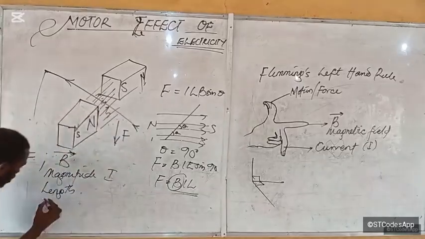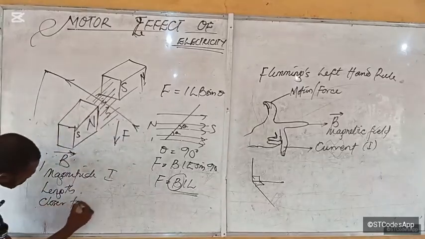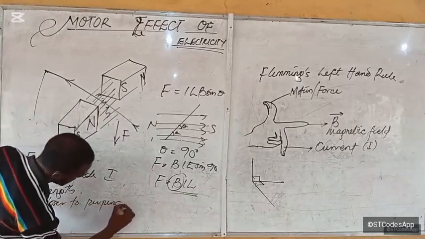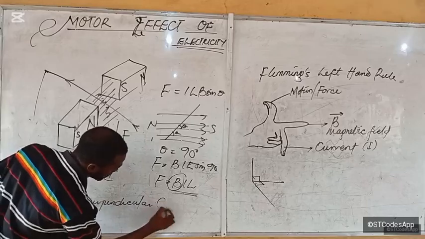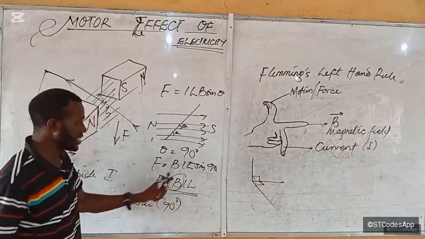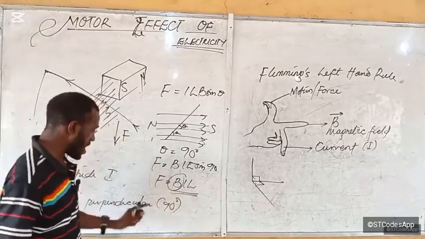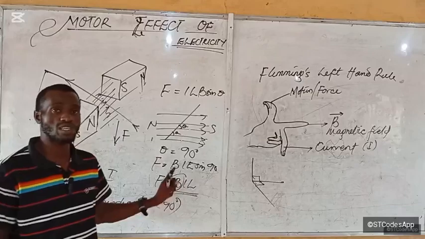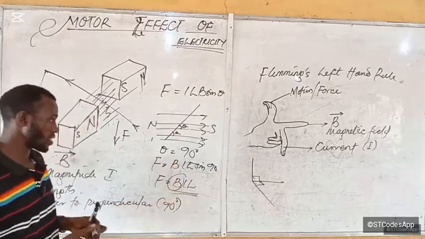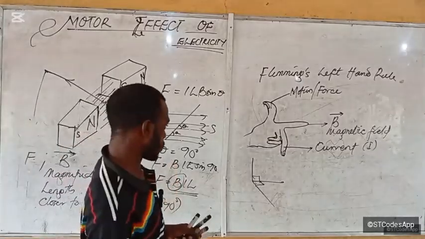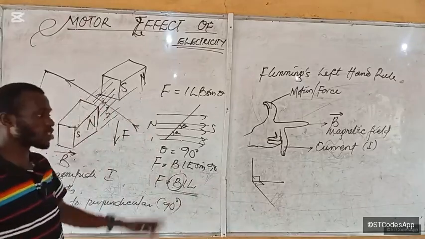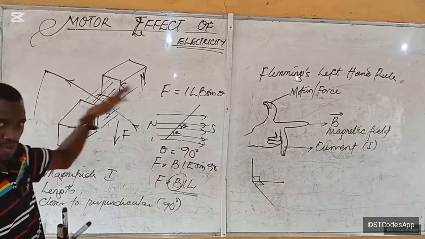And also, the closer to perpendicular, that is, the closer to 90 degrees the B field and length of conductor are, the higher the force that will be felt. Is that okay? The higher the force that will be felt. Okay, so now this is what we have for the motor effect of electricity.